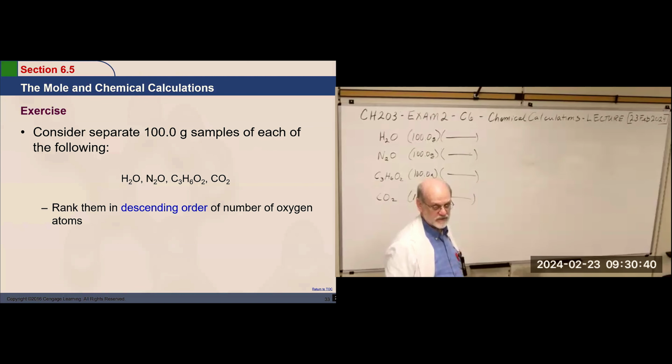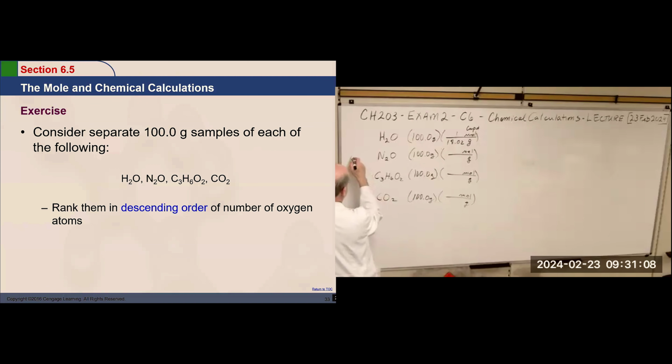All right, so water, we did that one earlier. That's 18.02. N2O. Right, that's 16 for oxygen, and 2 times 14 is 28, for nitrogen, 44.02. Okay. How about propionic acid? Let's see, we need 3 times 12.01 for carbon. We need 6 times 1.01 for hydrogen. And we need 2 times 16 for oxygen.